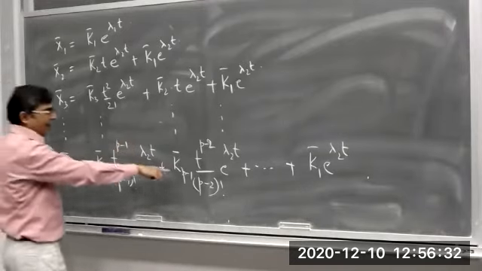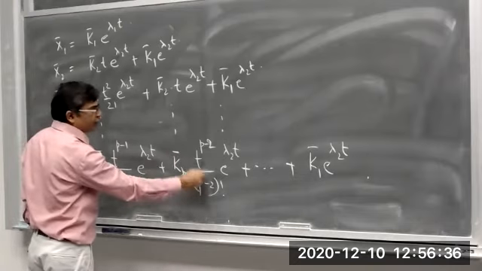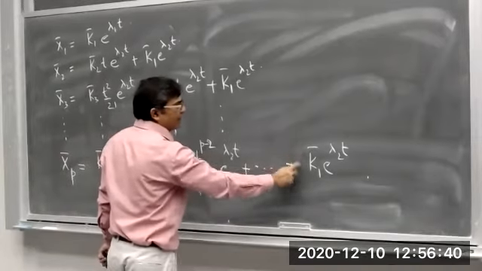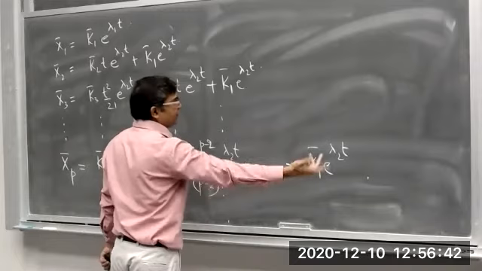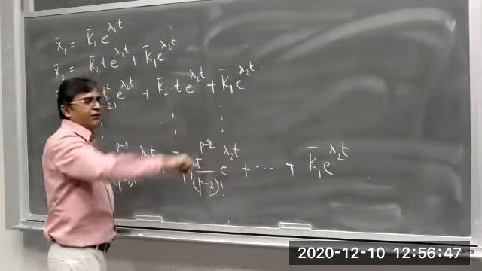ठीक है, and K(p-1) times t power p minus 2 divided by p minus 2 factorial, and so on. यहाँ पे t power 0 आएगा, 0 or 0 factorial which is again 1 by 1. So K1 in the last term, times e raised to the eigenvalue which is being repeated.